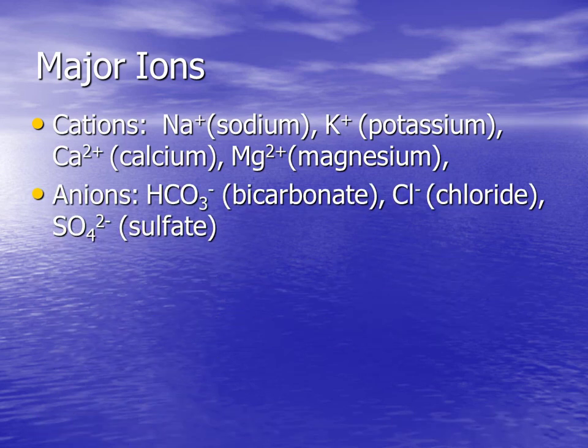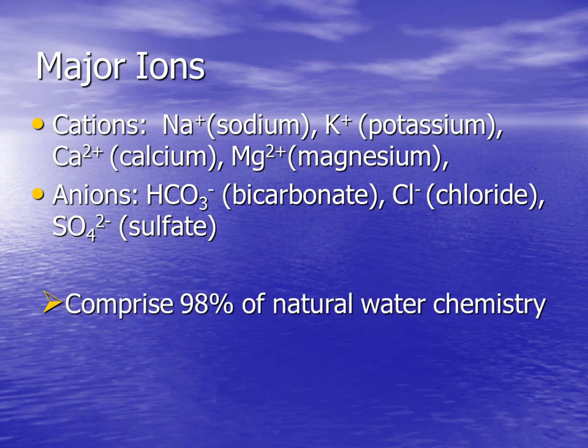The anions: bicarbonate results from dissolving CO2 in the water. It forms carbonic acid. If you neutralize the acid, you'll be left with bicarbonate, and that can build up in waters. And those waters are considered to be highly buffered because the bicarbonate can neutralize acid. Chloride, again, sodium chloride, a common salt. Chloride comes from rare minerals. And sulfate. Again, the major ions comprise 98% of the natural water chemistry.